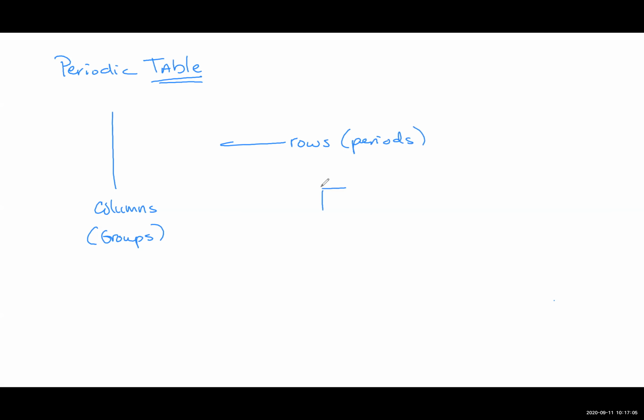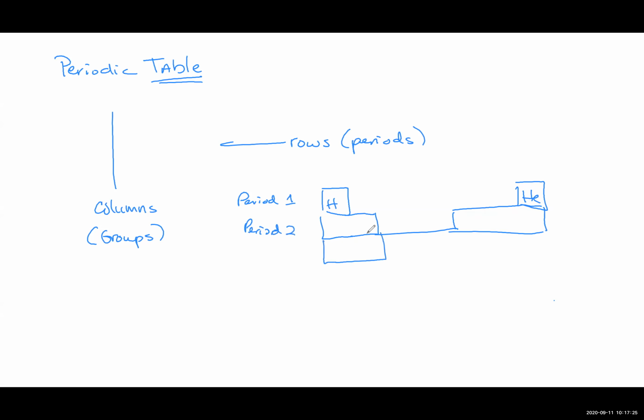So when you look at a periodic table, hydrogen and helium are the only two elements that are in the first period. And so this is period 1. This is period 2. The next one down is period 3. And the first column would be group 1. And the next column would be group 2, and so on.